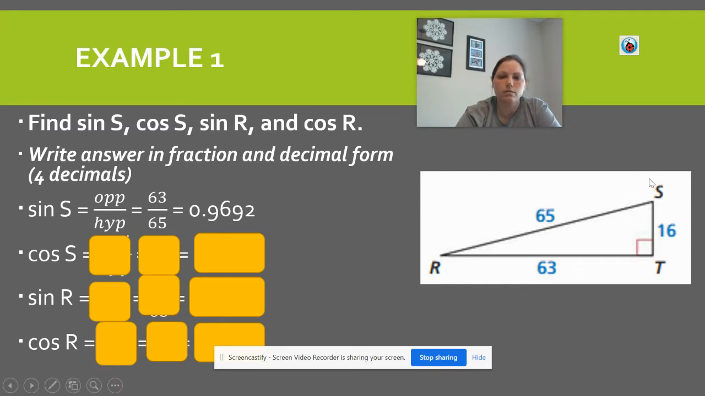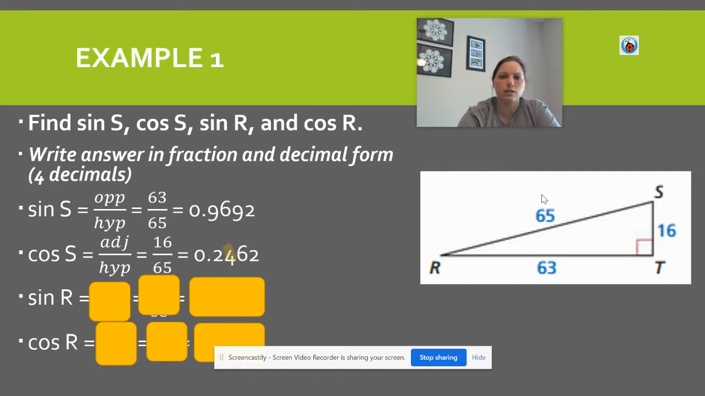All right, cosine of S. So looking at angle S, cosine is the adjacent over the hypotenuse. So from S, we look at the adjacent leg, which is 16, and our hypotenuse is still 65. They do not share any common factors, so there's our fraction. And then we type that in the calculator to get our decimal, 0.2462.